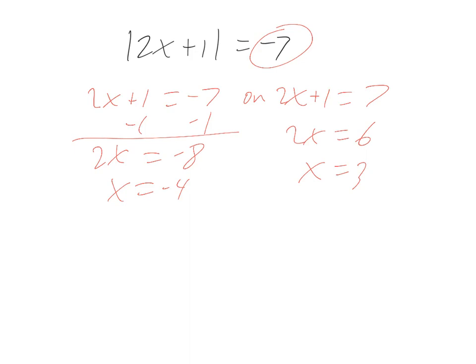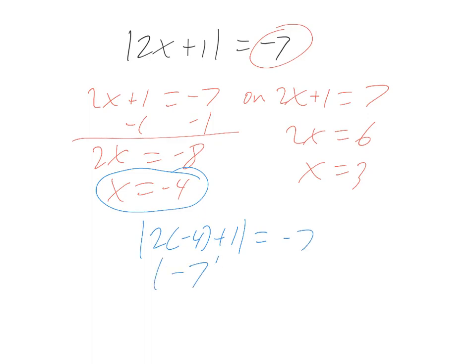But if we go ahead and check our answers, we're going to see we have a problem. Let's see what happens if we check -4. So we have the absolute value of 2 times -4 plus 1 equals -7. So that's the absolute value of -8 plus 1, so absolute value of -7 equals -7. Not true. Absolute value means distance from 0.